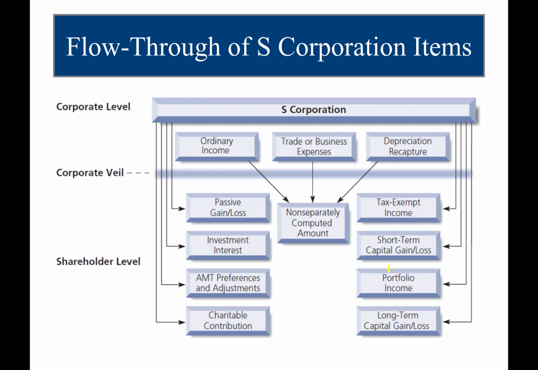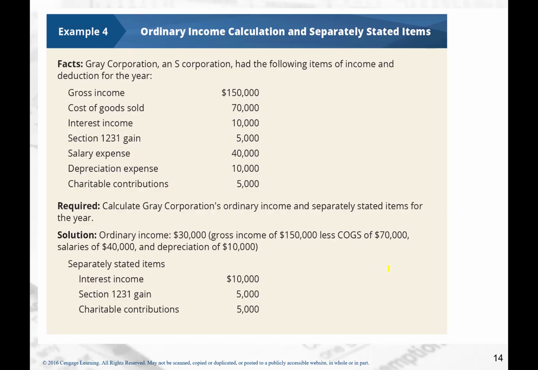Okay. Good. But you can see that all those other things that we saw listed on the other slide get passed down as separable items. Can you take a look? And you have this, and don't worry about the example number. I borrowed this from another piece of information I had. So the facts are that Gray Corporation, an S corporation, has the following items of income and deductions for the year. Calculate Gray Corporation's ordinary income and separately stated items.